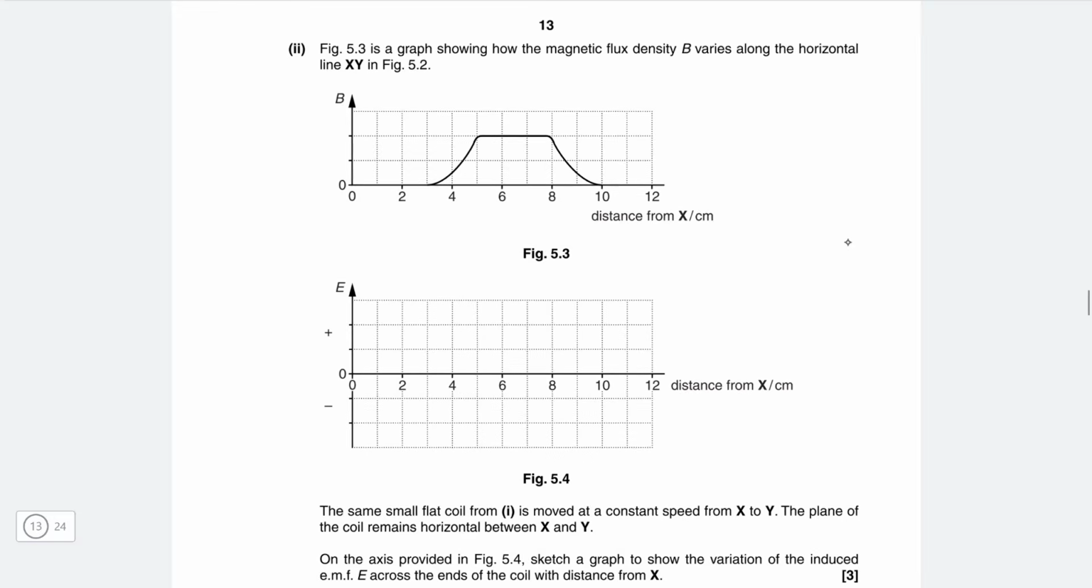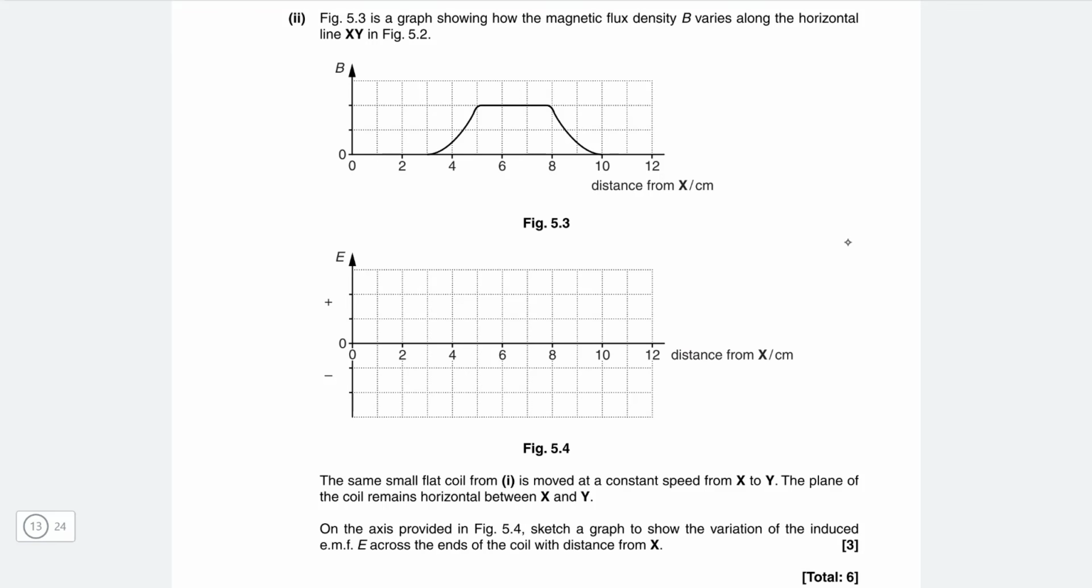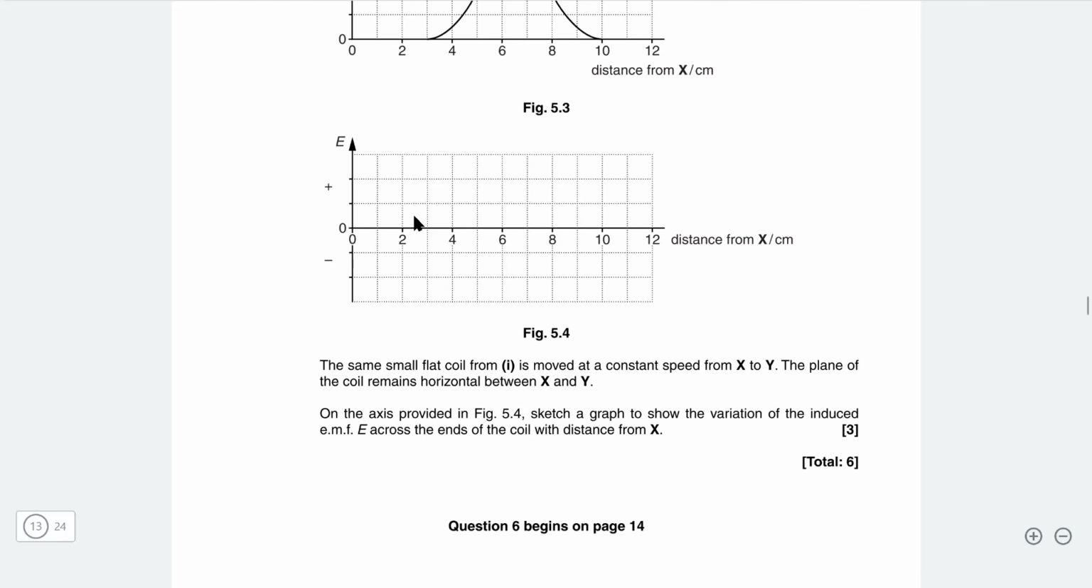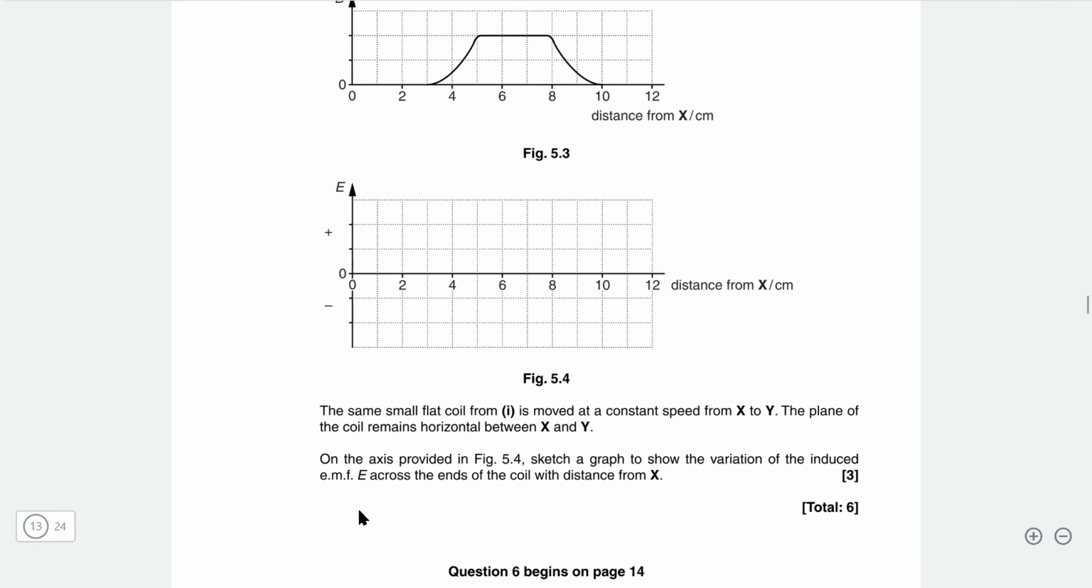Okay, next one we've got figure 5.3, a graph showing how the magnetic flux density varies along a horizontal line. So here we do have a change. We can see that the flux density is going up, then it's relatively constant, then it's going down. And what we need to do, I guess, is to convert that to an EMF graph. So the same small flat coil is moved at a constant speed from X to Y. The plane of the coil remains horizontal between X and Y. On the axis provided, sketch a graph to show the variation of the induced EMF across the ends of the coil with distance from X.